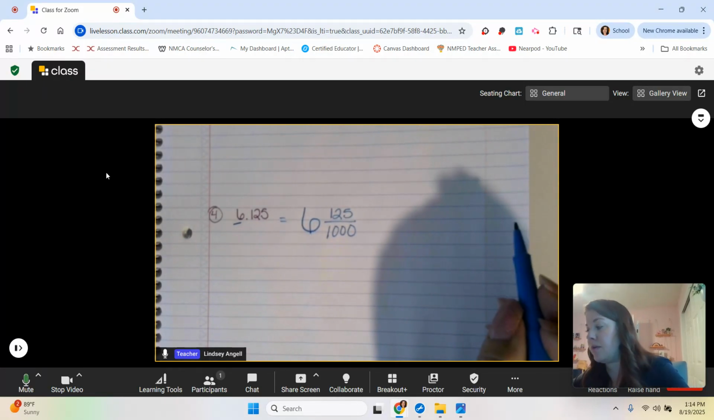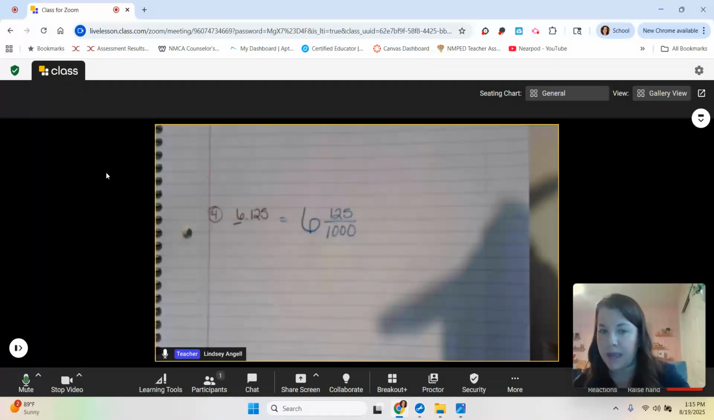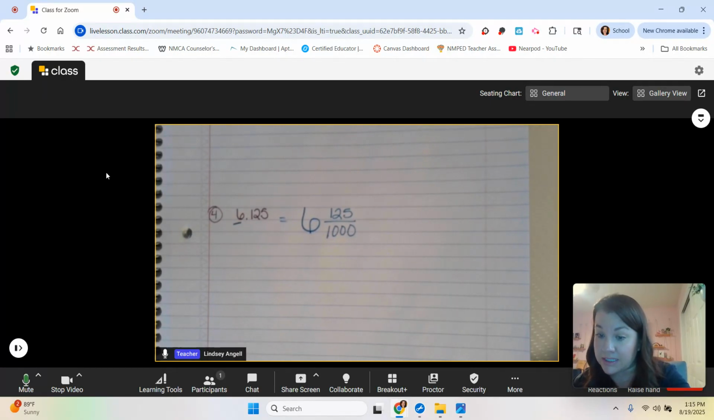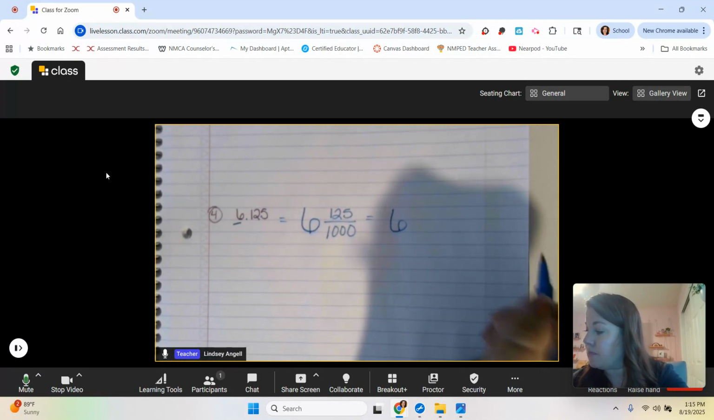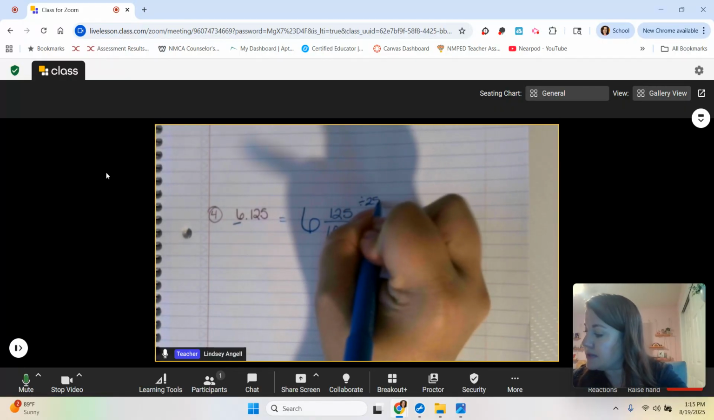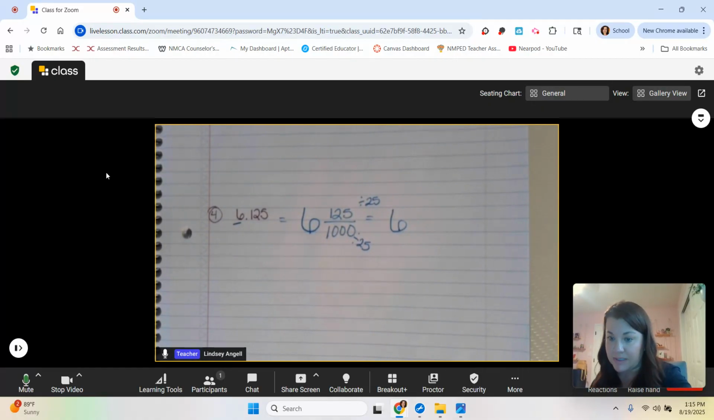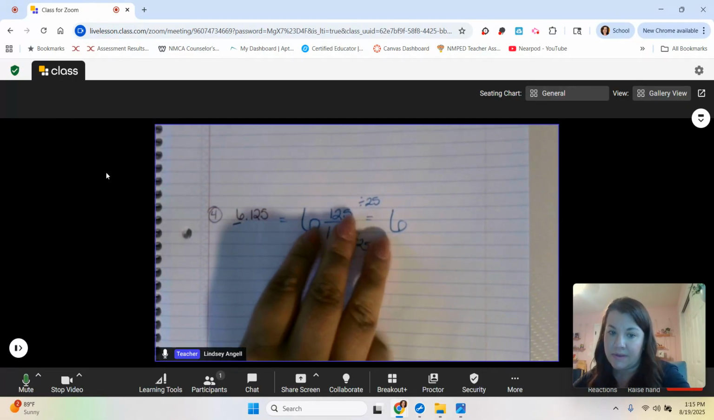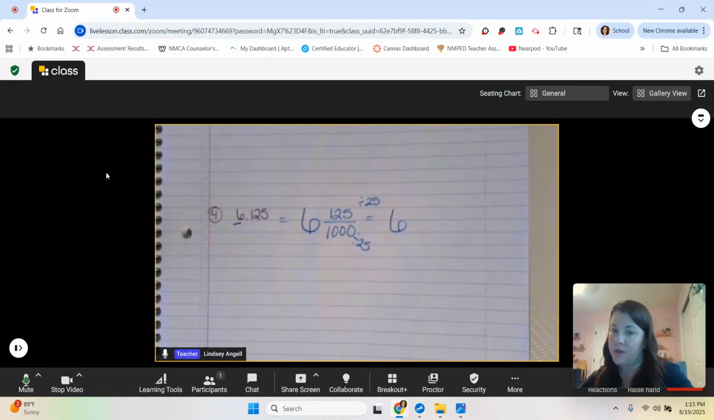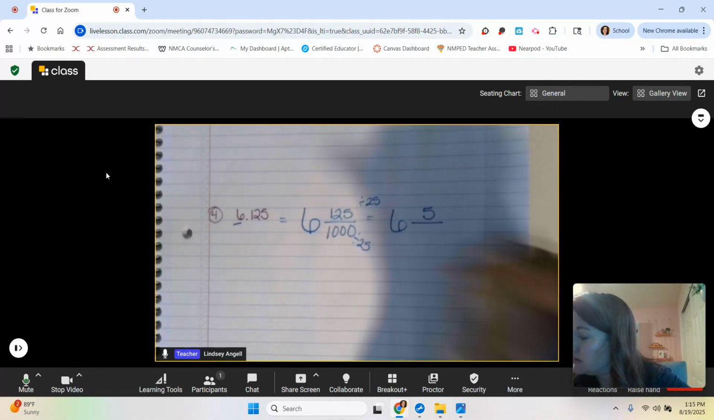Now I could see multiple things. I could see they're both divisible by 5. They're both divisible by 25. That might be a good place for us to start. The 6 is going to stay the same no matter what. Let's divide both of them by 25. If I count by 25s, I have 25, 50, 75, 100, 125. So it went in 5 times for my numerator.